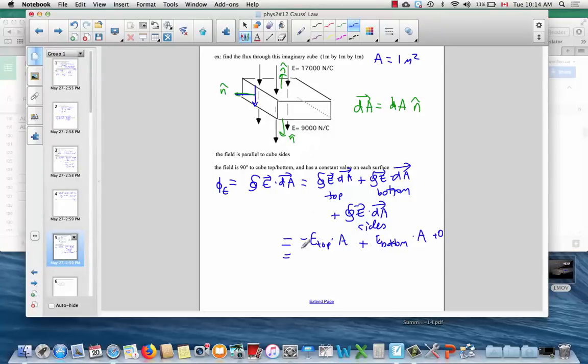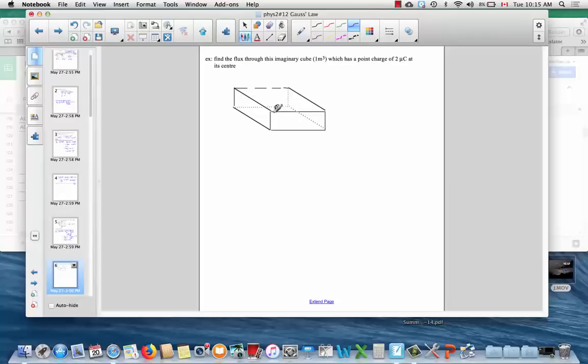So substituting in the value of 17,000 on the top surface and 9,000 on the bottom surface and the 1 square meter of area, we get a net negative flux of 8,000 Newton meters squared per coulomb. So that's our second calculation of electric flux. Now, what if we tried to find the flux through a cube, so sort of like the previous example, an imaginary cube, with a point charge at the center? So that's kind of putting the first 2 examples together.